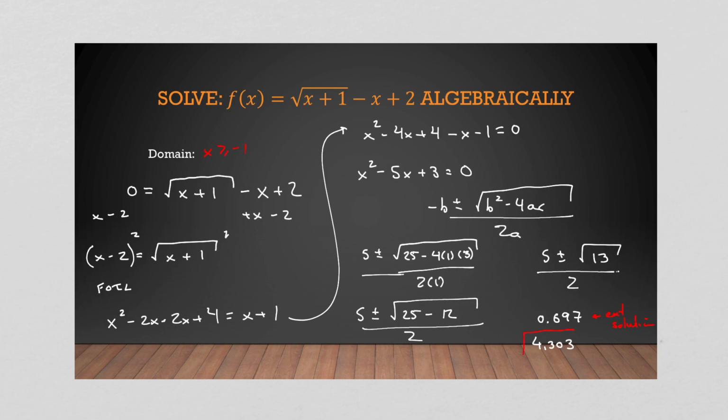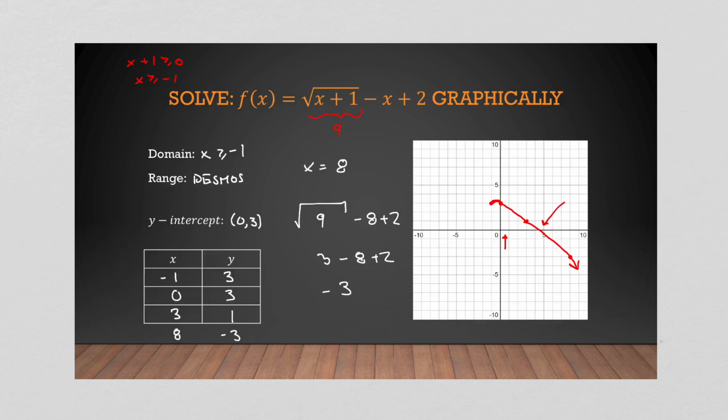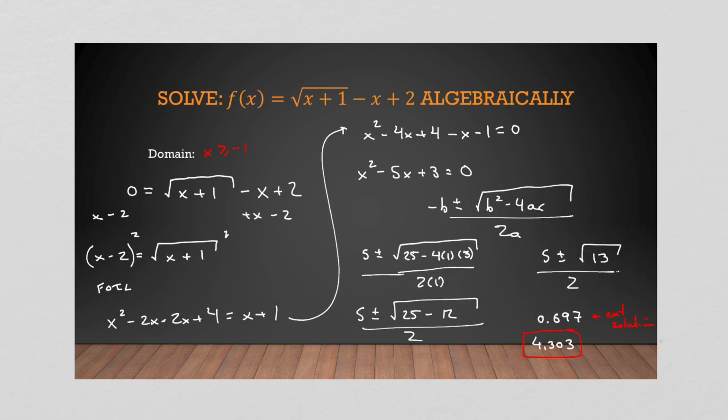And if you plug this in, it's going to work, and you'll notice it should work because look at our graph, it crosses just after 4 and in between 5. So that's our 4.303 solution. So we can tie the two things together and we're good to go.